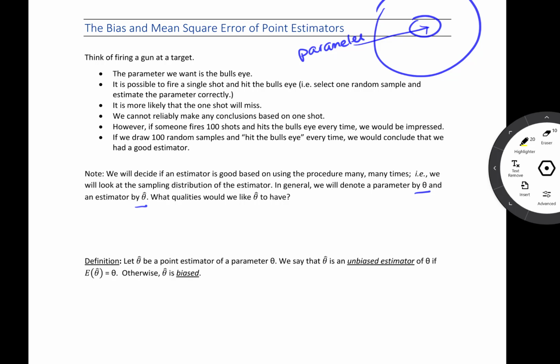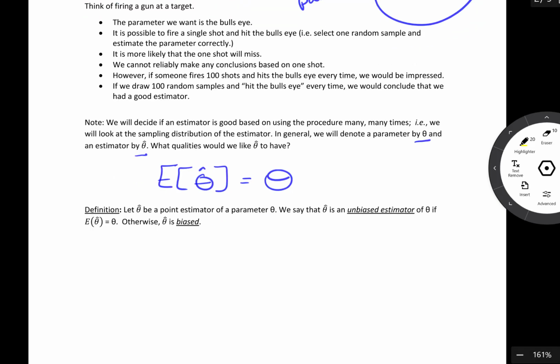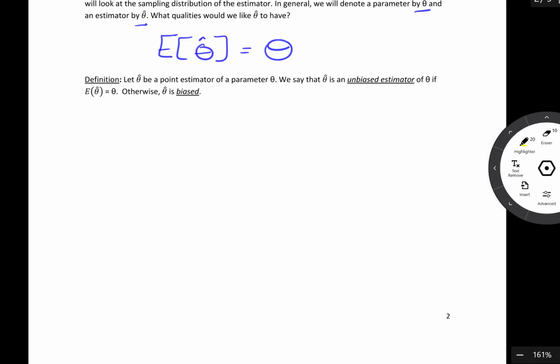And so the question is, what qualities would we like theta hat to have? What we would like is, on average, theta hat to be equal to theta. In other words, we would like the expected value of theta hat to be equal to theta. And that's going to bring us to our next definition. Let theta hat be a point estimator of the parameter theta. We say that theta hat is an unbiased estimator of theta if the expected value of theta hat is equal to theta. Otherwise, theta hat is biased.